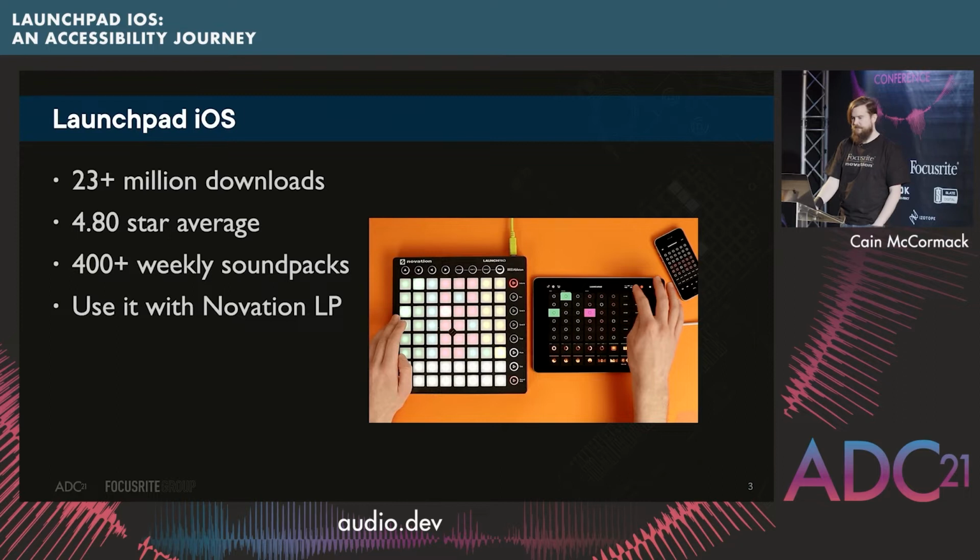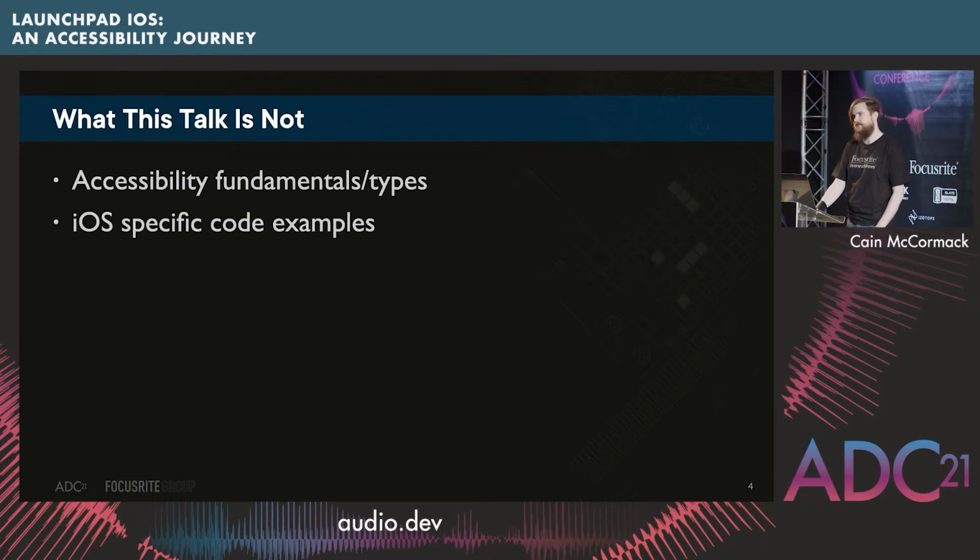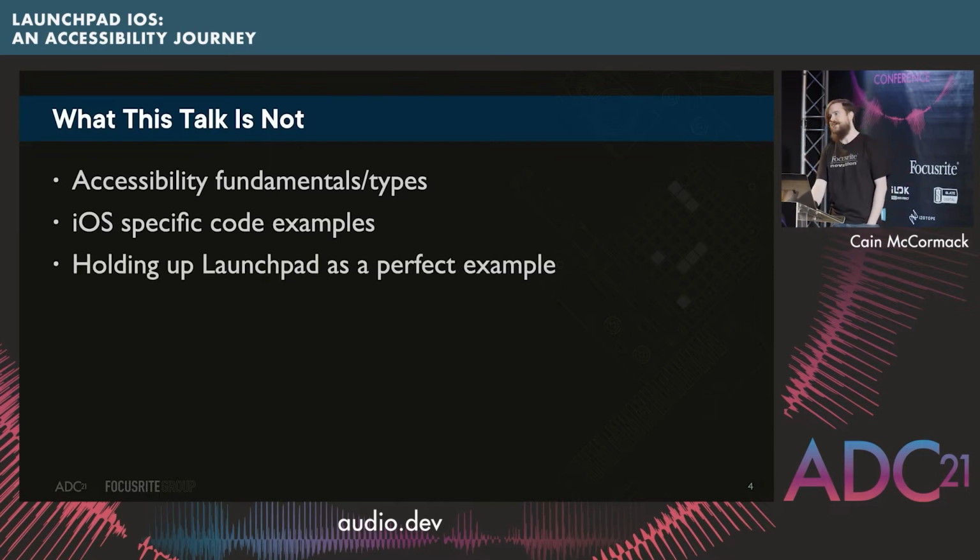So just quickly, what this talk is not about, because it's a short talk, I don't really have that much time to get too deep into the sort of fundamentals of accessibility. I'm also not going to be talking about iOS-specific stuff, because that won't apply to everyone. This is quite an important one. It's definitely not holding up Launchpad as a perfect example, because it's not. But we thought it'd be interesting to talk about its journey and where it's been, where it's headed, what we could still improve.